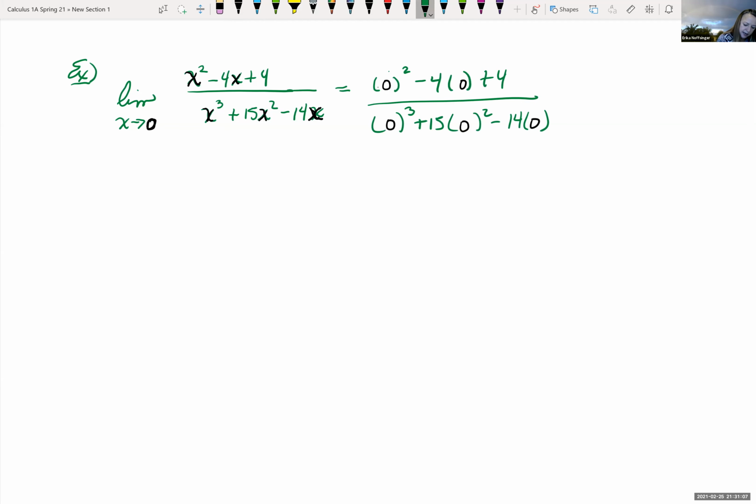Notice in this case that in my numerator I still have a 4, but in my denominator I have a 0. So that's not indeterminate form. We have a 0 in the denominator and not in the numerator, so this does not exist. Our denominator is going to go to something that depends on whether we're coming in from the left or the right-hand side of 0.